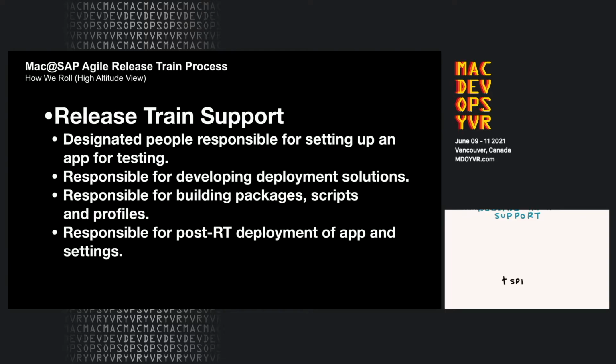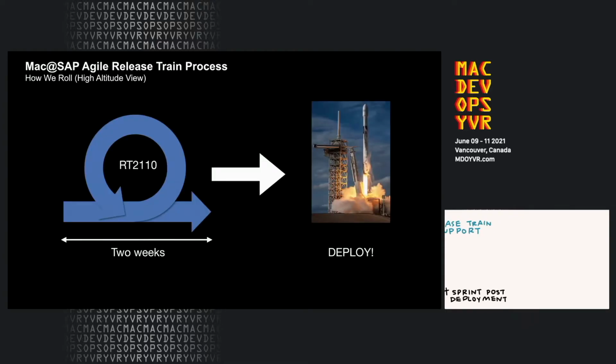Release train support folks handle a lot of the moving parts. So they're in charge of taking the requests submitted by the app owner and turning them into what the app owner wants. Now, this may involve building packages, writing or updating scripts, or creating new management profiles. So the support folks also handle the post-sprint deployment. In this case, the app owner will have specified if they want an app pushed out and to which Macs, or if they want to make it available for the users to do their own installs using our self-service tools.